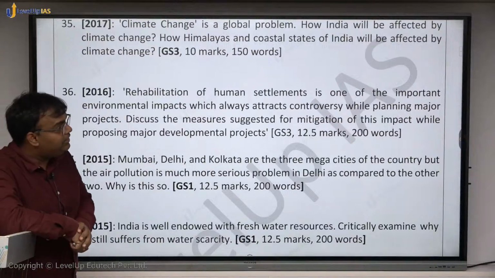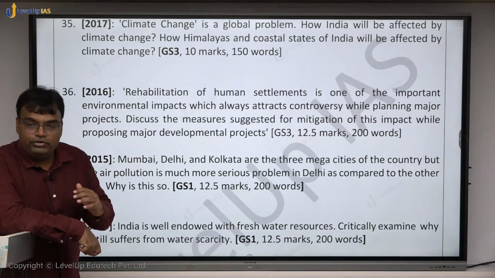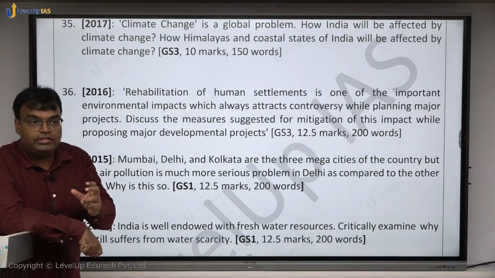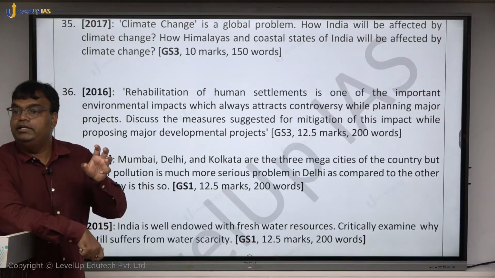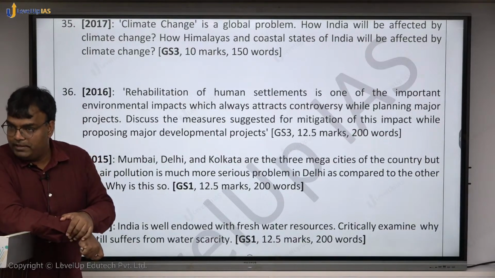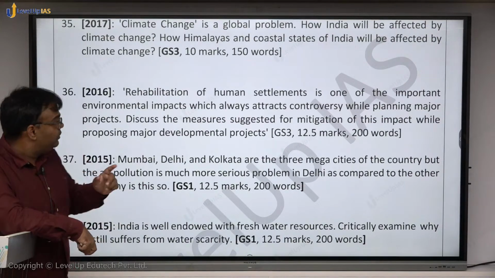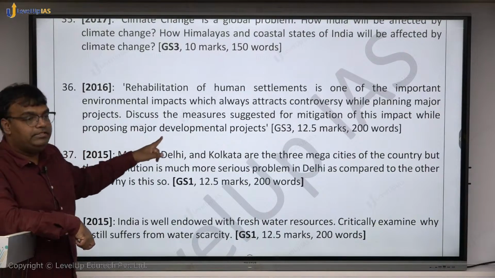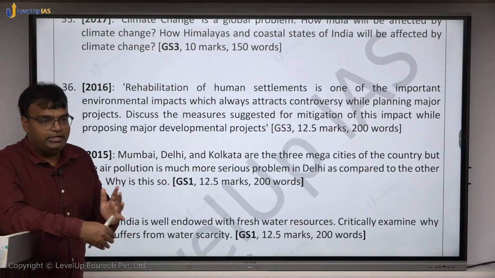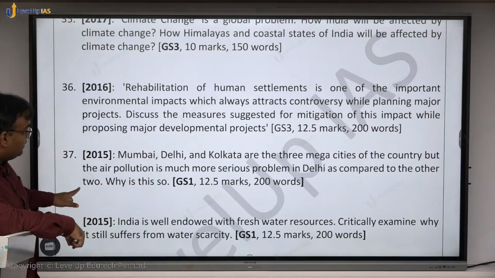Rehabilitation of human settlement is one of the important environmental impact which always attract controversy while planning major project. So when you do environmental impact assessment, one of the things that you do is how will you resettle people, rehabilitate people in case of this project, if this project is making some people lose their home. Then discuss the measures suggested for mitigation of this impact while proposing major development projects. So how rehabilitation should happen when you are planning a major development project is something that they asked.